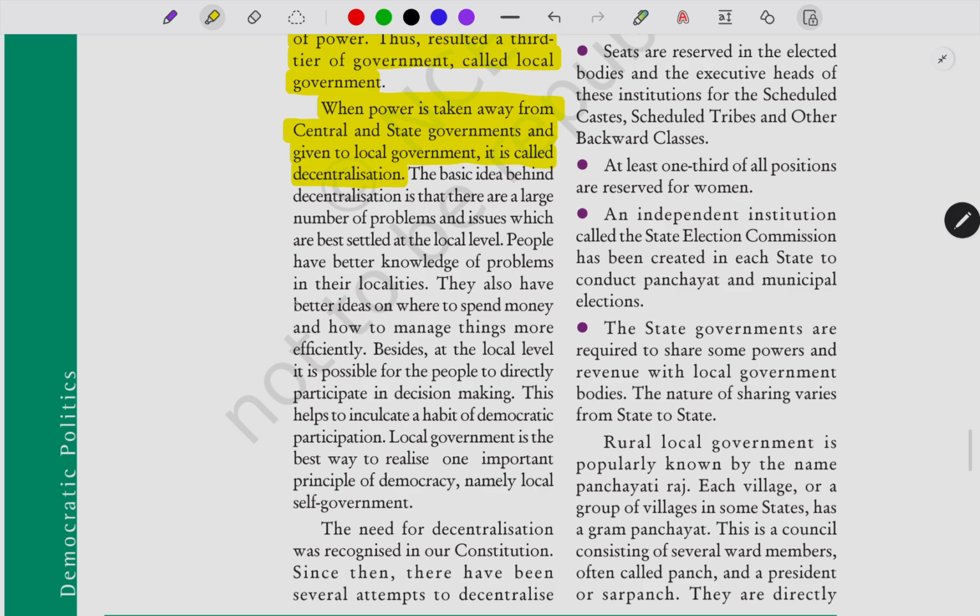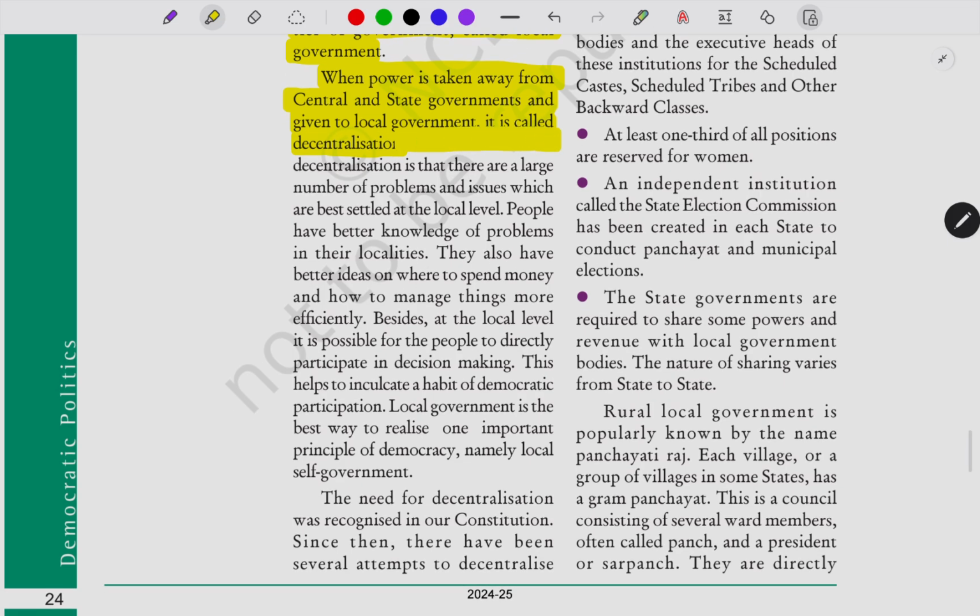People have better knowledge of the problems in their localities. They also have better ideas on where to spend money and how to manage things more efficiently. Besides, at the local level, it is possible for the people to directly participate in decision making. This helps to inculcate a habit of democratic participation. Local government is the best way to realize one important principle of democracy, namely local self government.